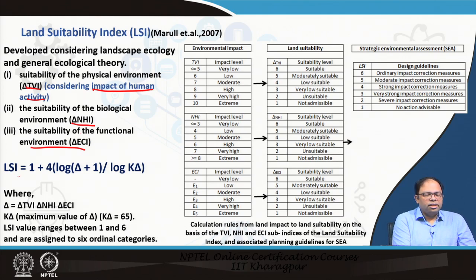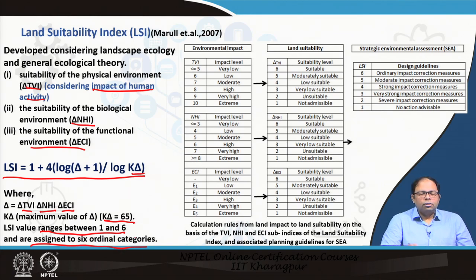And combining all these three indexes is done through this particular formula, where LSI is the land suitability index, delta is the change in TVI, NHI and ECI, and K delta is the maximum value that is possible for change, which here has been fixed at 65. The scores range from 1 to 6, and these are assigned to six ordinal categories of suitability, right.